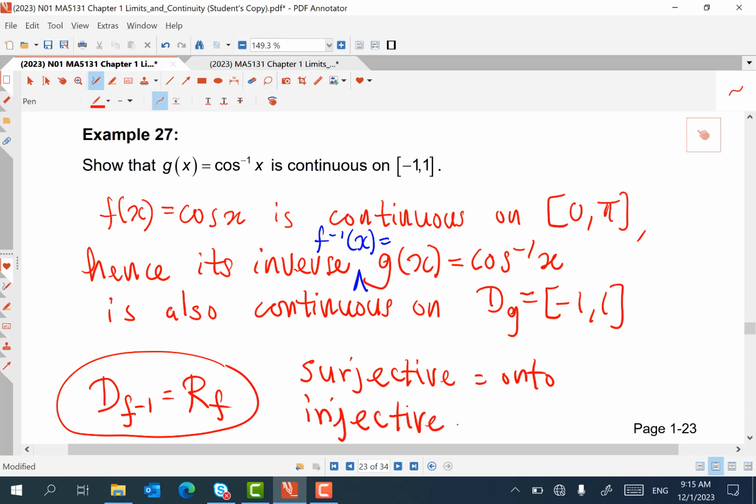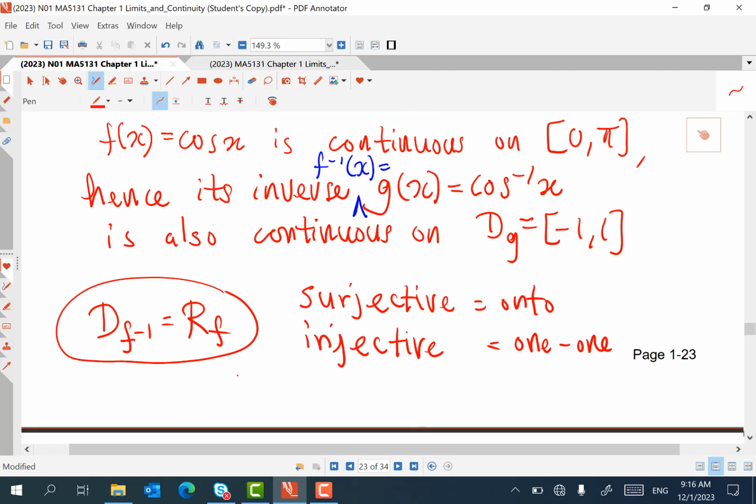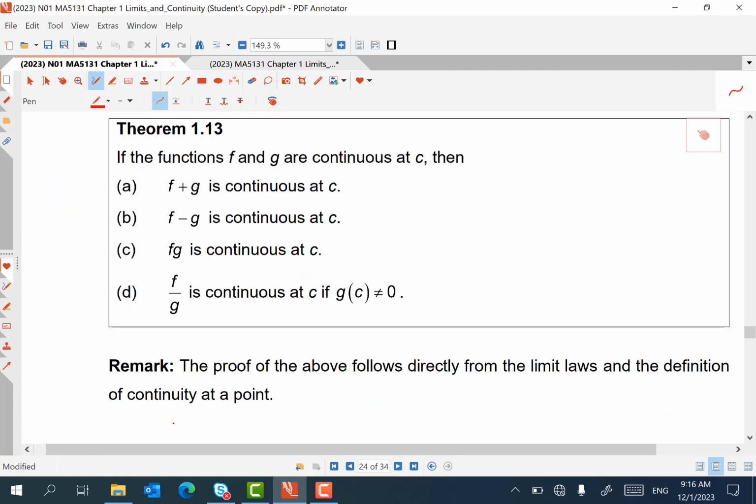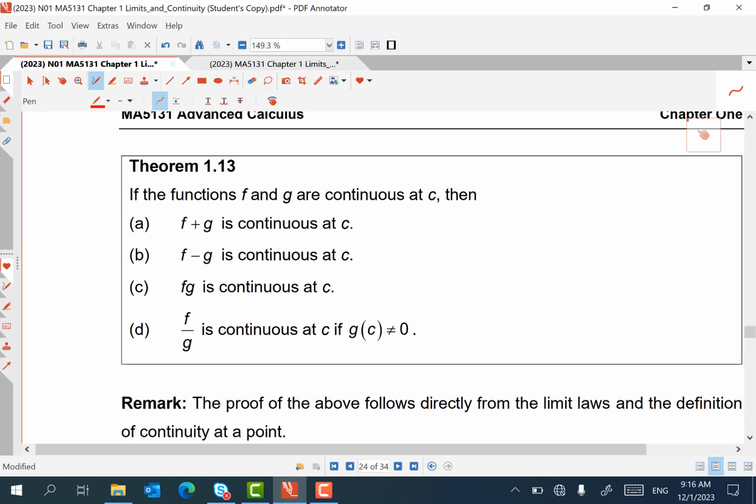The A-level students don't learn about onto-ness at all. They just assume functions to be onto for the A-levels. They don't have this term surjective in the syllabus anymore. But we are special. We are exceptional.